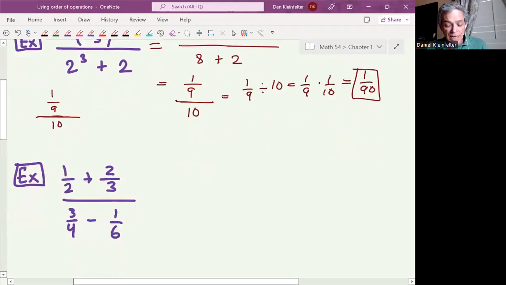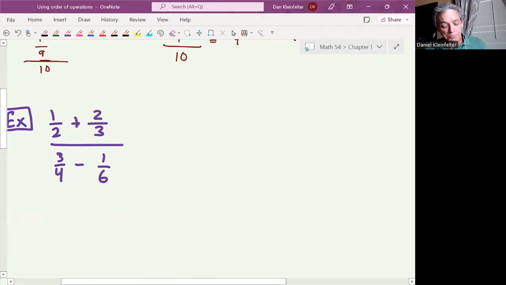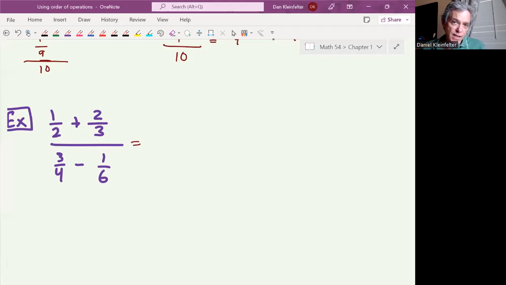Okay. In the next example, we actually have some fractions to add. So let's do that. In the numerator, we're going to get a common denominator for the halves and the thirds. That will be sixths. So 1/2, in order to build that to sixths, we'll multiply the top and bottom by 3. For 2/3, we'll multiply the top and bottom by 2. And we'll finish that in the next step.